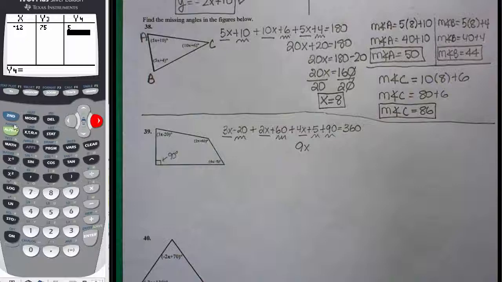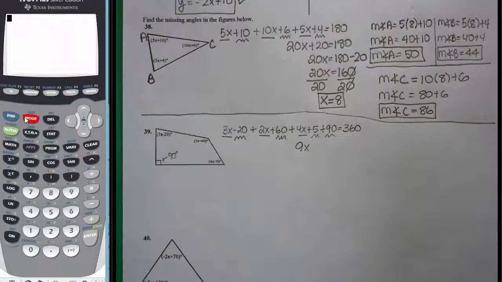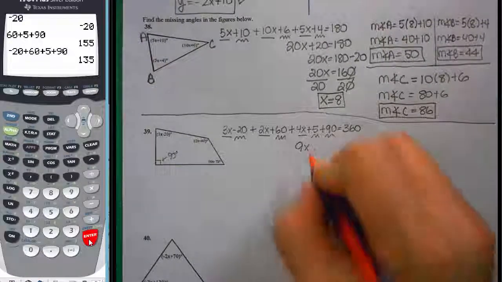Remember, you have a calculator there that can help you too. So let's press second quit. Let's enter that. Negative 20 plus 60 plus 5 plus 90. This will equal 155. Is that correct? Oh, I made a mistake here. Let's enter again. Negative 20 plus 60 plus 5 plus 90. Enter. Alright, that's 135.